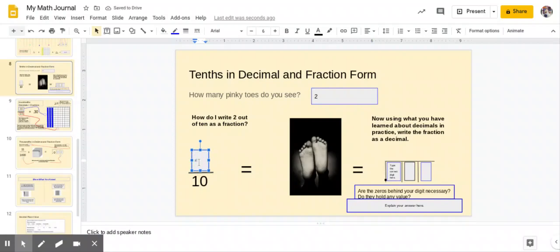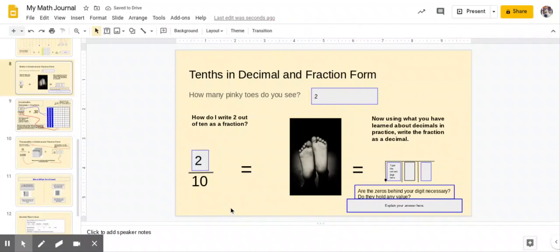Let me see if I make that a little bit bigger so we can see it. Oh, wait. Having some technical difficulties. There we go. So 2 tenths. So 2 tenths of your toes are pinky toes.